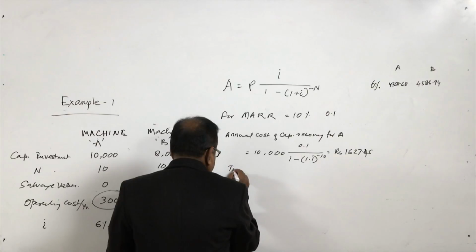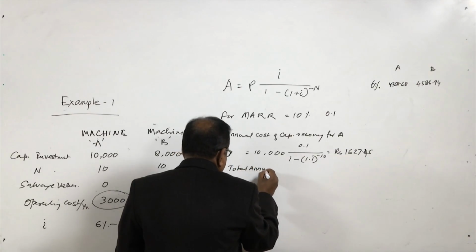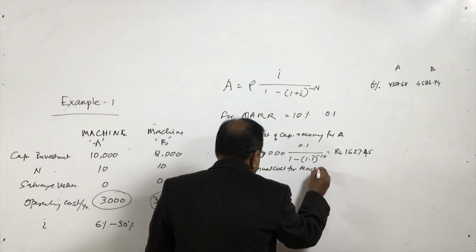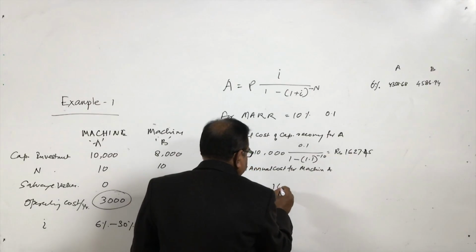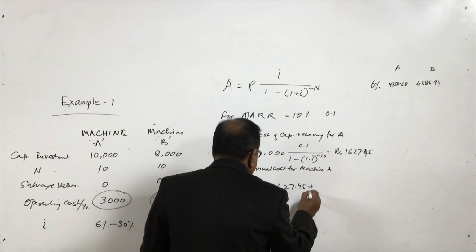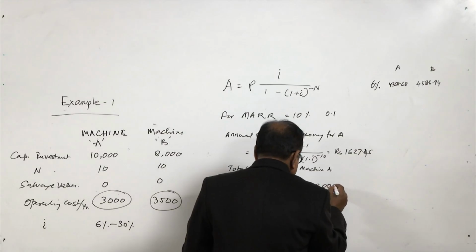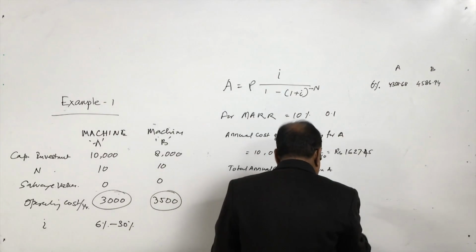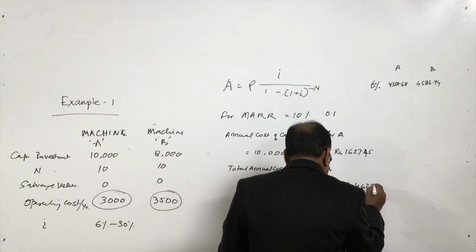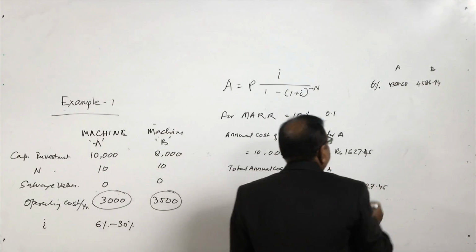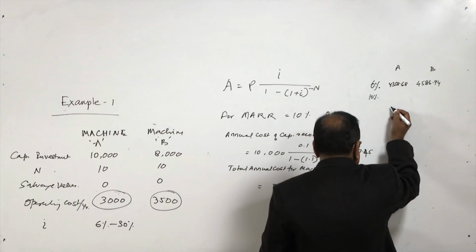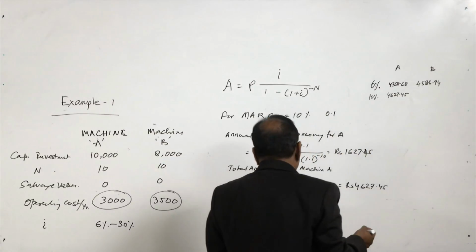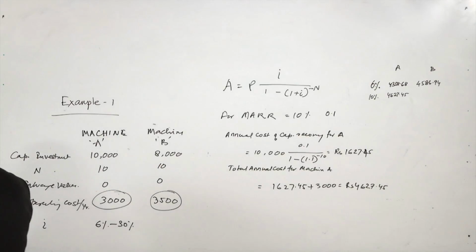and so total annual cost for machine A is equal to 1627.45 plus 3000. It comes out to be rupees 4627.45. So, this is 10%, 4627.45. Now, the same thing for B machine.